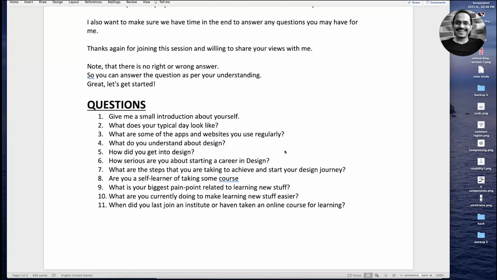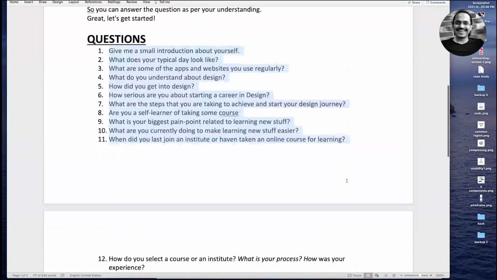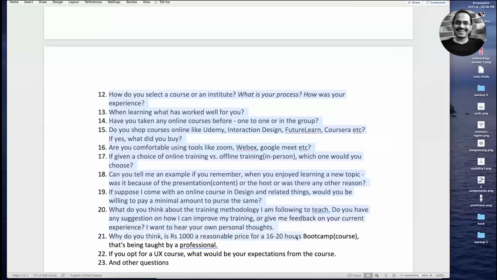Now, whenever you're having this discussion, sometimes what will happen is, suppose you have asked a question, he might answer this and also answer a few other questions. So don't repeat and ask the same question again. You should skip it. And based on the conversation, you don't need to follow the sequence. You can ask questions depending upon the conversation you are having with the participant. There are a lot of different questions.